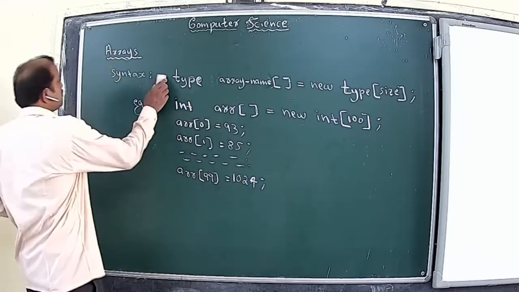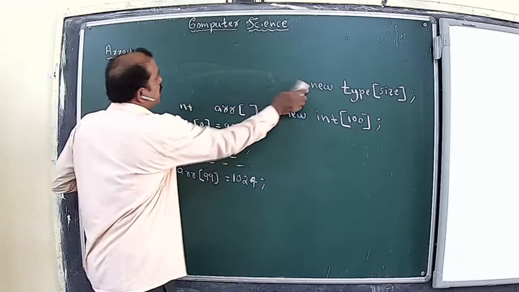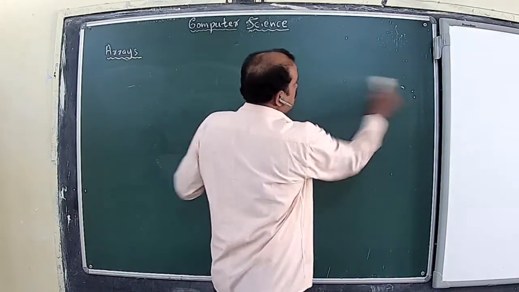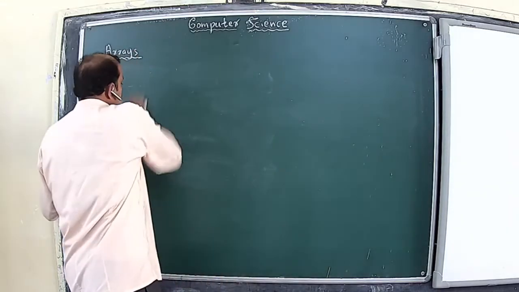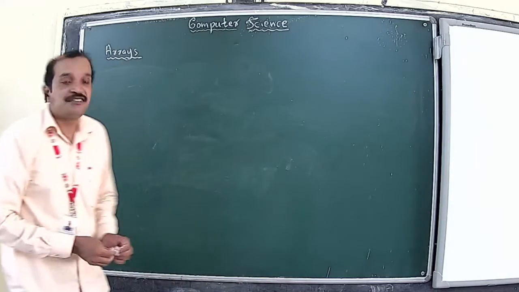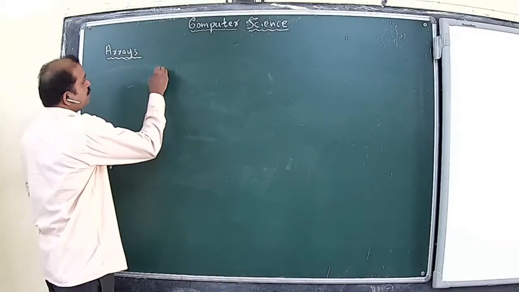Now, here the declaration of the array and its initialization were done in two different places. But in many cases, it is also possible to declare and initialize the array at the same time. Or in other words, it is possible to initialize the array at the time of declaration itself. And this is how it can be done.